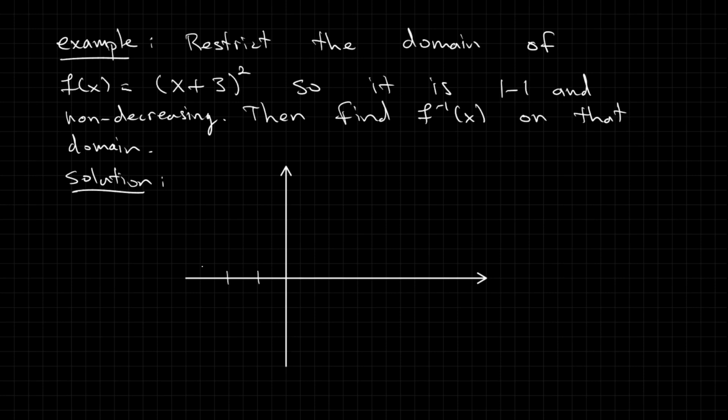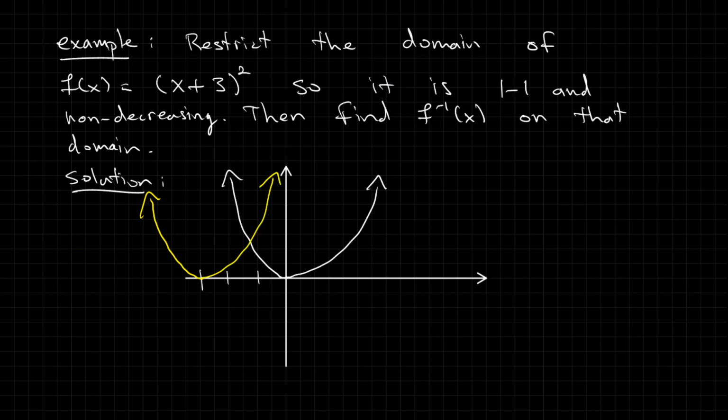So 1, 2, 3. If my graph of x squared looks something like this, and I realize that this is not a perfect depiction of the graph of x squared, but we don't need a perfect depiction. We just need a sketch. So if we move 3 units to the left, then we would have something that looks like this. Now it's asking us to restrict the domain of this function so that it's 1 to 1 and non-decreasing. So what we're going to do is delete half the graph so that it is 1 to 1. Now, if you delete the right half of the graph, what happens is you have the graph of a function that's decreasing. Remember, a function is decreasing if as the x values go to the right, the y values go down. And that's what's happening with this graph.